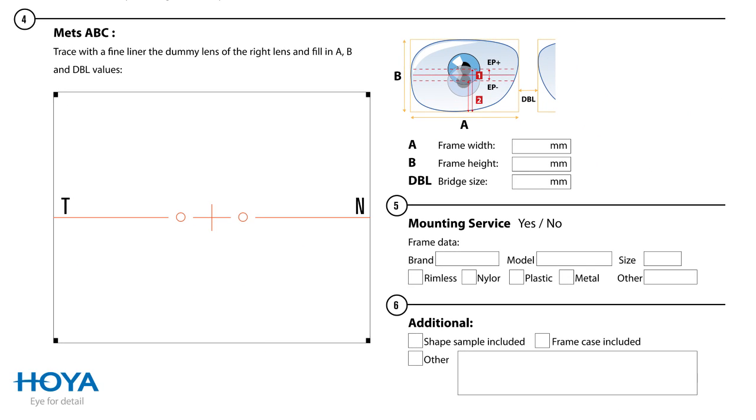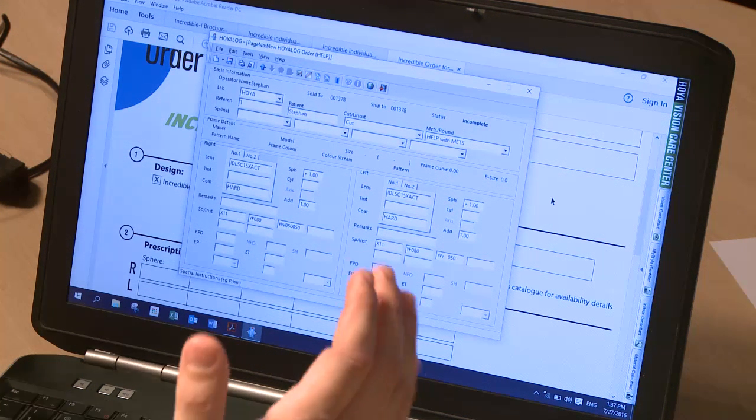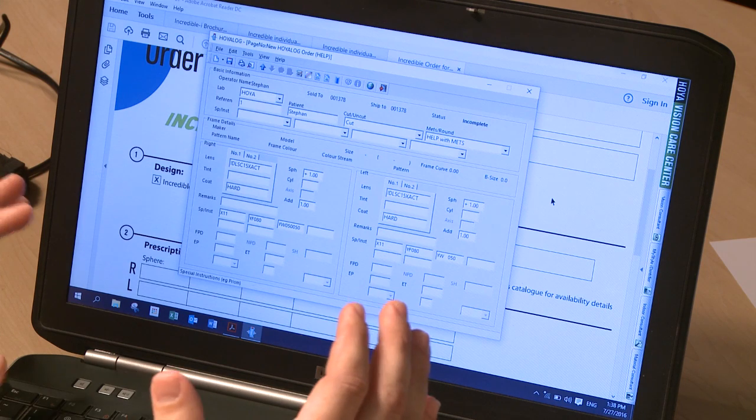Then section 4 is for the practices that like to cut and fit their own lenses. So we'll need the A value, the frame width or the horizontal width of the box, the B value, the B height, which is the vertical component of the box value, and the DBL, or the distance between lenses, as usual. So for the people familiar with Hoyalog, nothing really has changed.